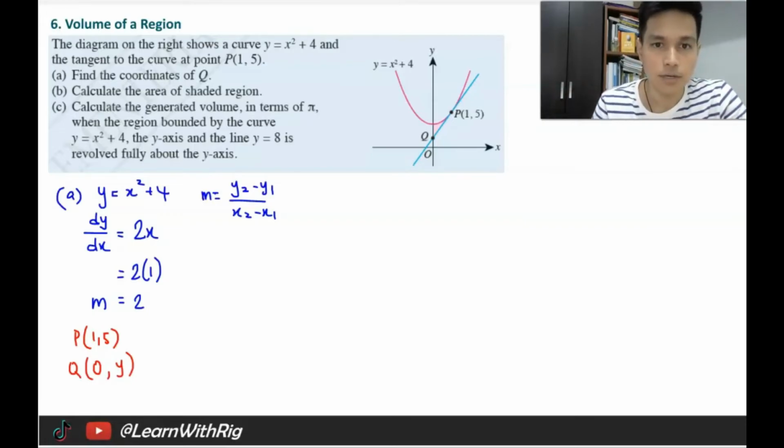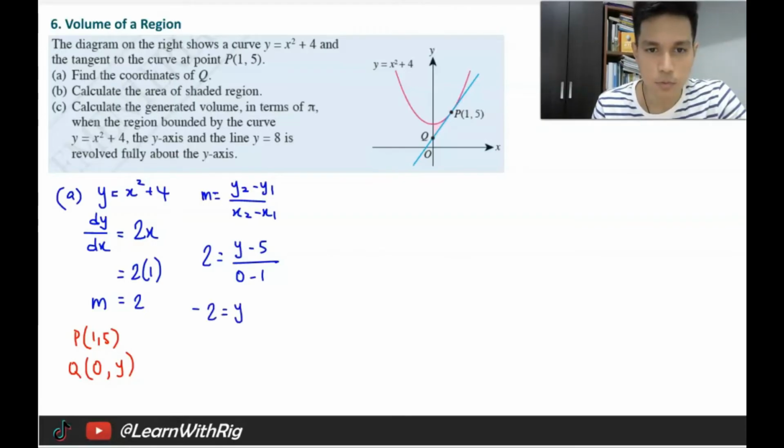So now you just have to substitute into this equation. m is already equal to 2, you already know that. So 2 equals y minus 5 over 0 minus 1. You can rearrange this. You get negative 2 equals y minus 5. So y would be equal to negative 2 plus 5. So the answer is 3. So the y-intercept is 3. So coordinate Q would be (0, 3). This is your answer.